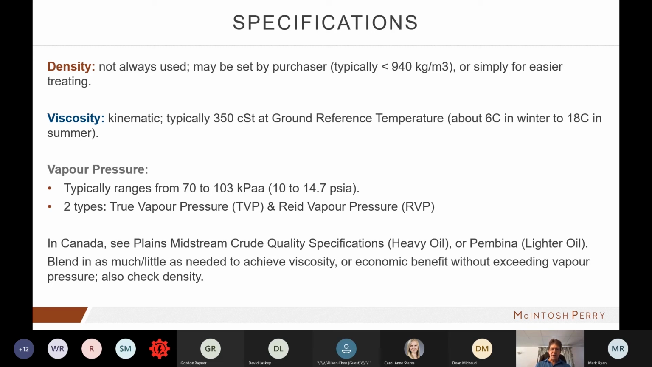There are two kinds of vapor pressure that we end up dealing with, where the specification is often in Reid vapor pressure, or RVP, and occasionally in true vapor pressure. But the interesting thing is that from a calculation point of view, we're often dealing in true vapor pressure as opposed to Reid vapor pressure. And we're going to talk a little bit more about that in the slide coming up. And then here we were just talking a little bit about specifications. So in Canada, Plains Midstream, as I mentioned earlier, or Pembina for lighter crude oils.